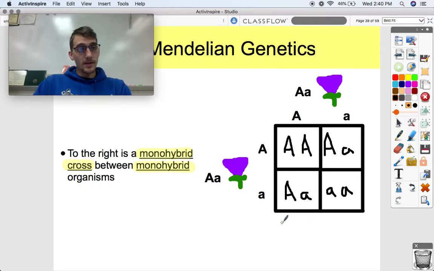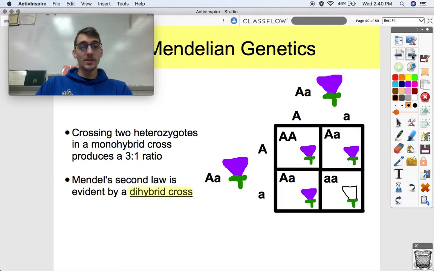Now, based on our knowledge of dominant and recessive phenotypes and genotypes when it comes to these flowers, we can determine what the ratio of purple to white flowers is going to be. Remember, a homozygous dominant genotype is going to produce purple. Homozygous recessive is going to produce a white flower, and then these heterozygotes, take a look, they're going to produce purple flowers too. So what's our ratio for purple to white flowers? We get a 3-to-1 ratio. You probably remember that from the last video, but that's okay. Crossing two heterozygotes in a monohybrid cross produces a 3-to-1 ratio. So that's how you do a Punnett square. This is what we call a monohybrid cross.